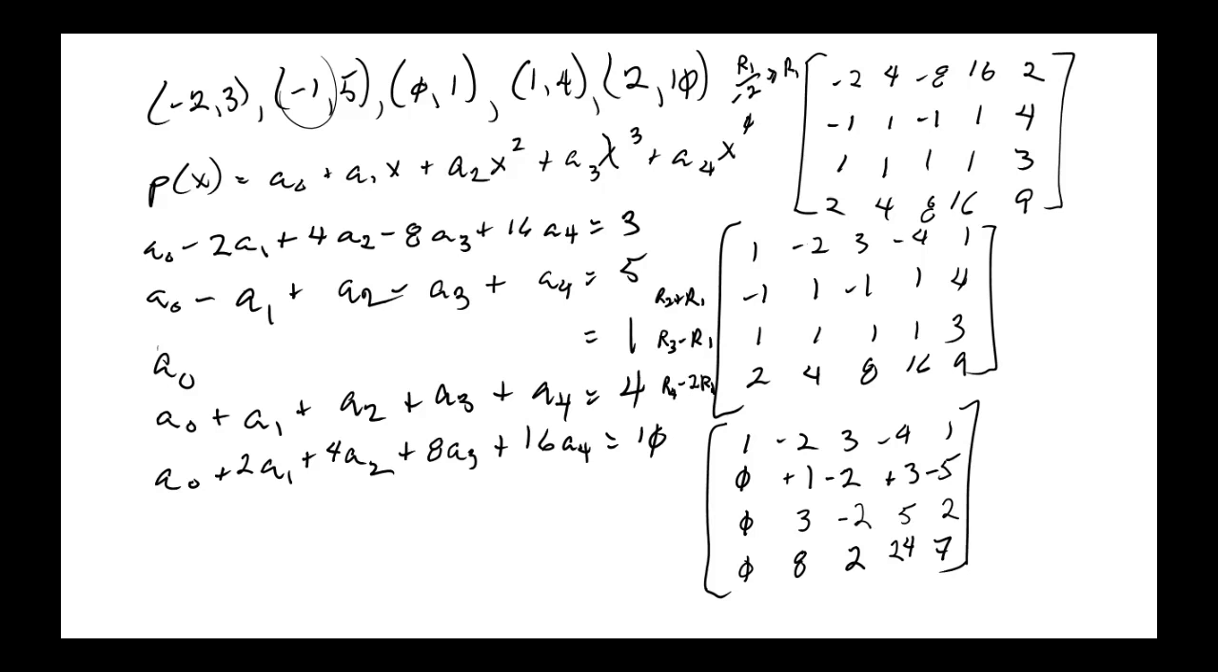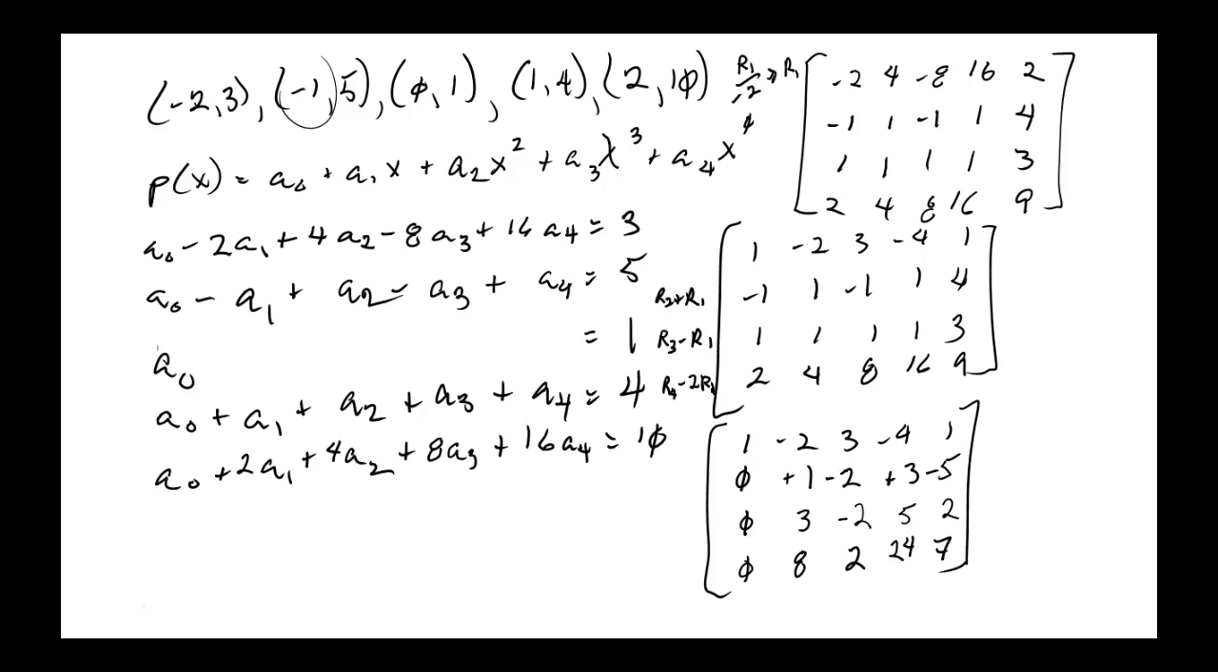We got a minus 2. Notice that whole row is divisible by 2, so we just divided by minus 2. So row 1 divided by minus 2 gives you 1, minus 2, 3, minus 4, 1. Write down the rest of them.